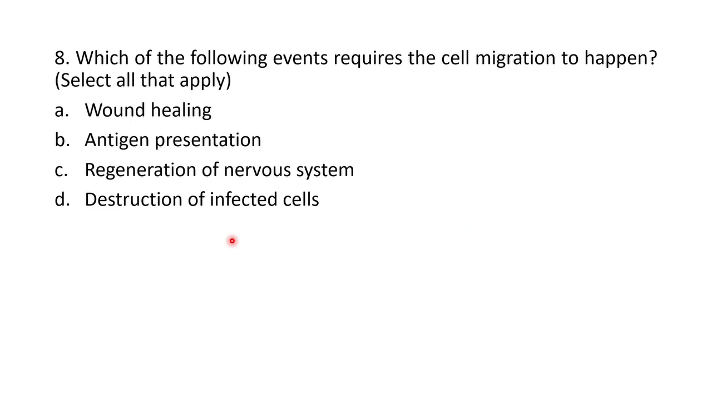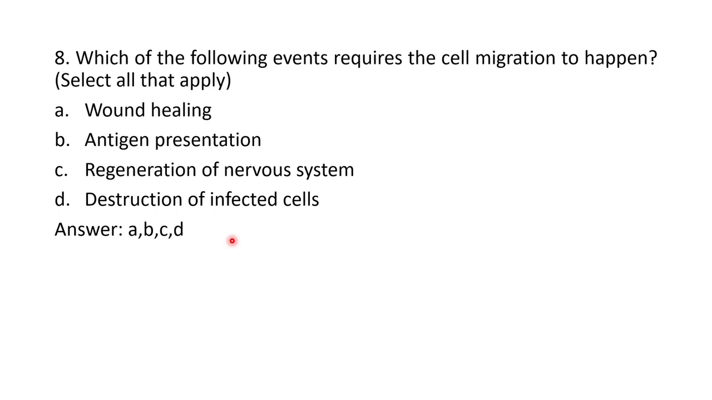The next question, which of the following events require the cell migration to happen? Wound healing, antigen presentation, regeneration of nervous system, destruction of infected cells. So these are a few events that take place in our body, and which among these events require cell migration to happen? Option B and D. Yeah, option B and D is correct. Antigen presentation and destruction of infected cells.